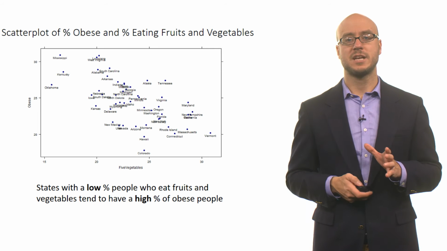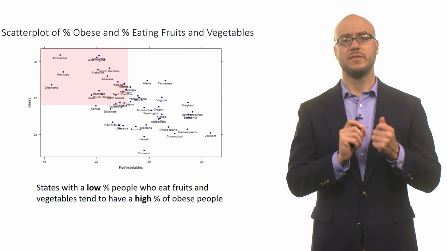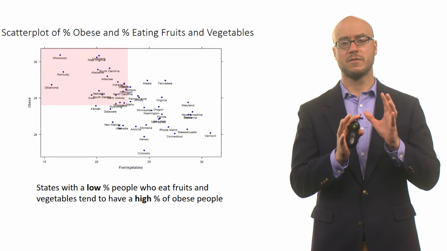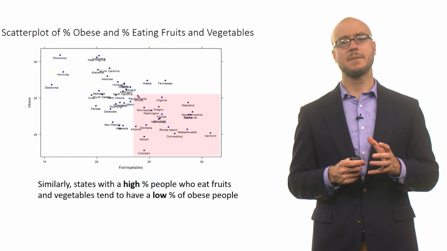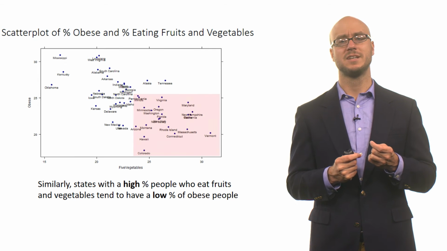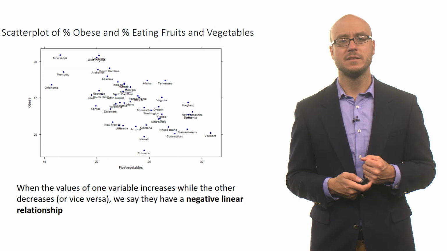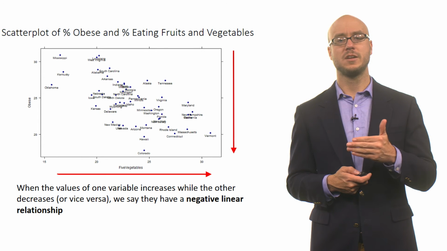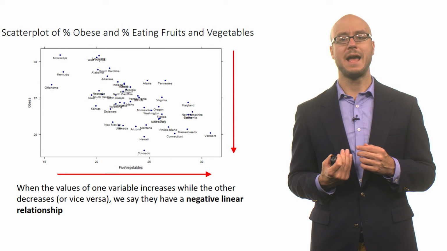If we look at the actual scatter plot, you can see, well, states with a low percentage of people who eat fruits and vegetables, they also tend to have a high percentage of obese people. Okay, that's that sort of red quadrant, generally speaking. We can also see that states with a high percentage of people who eat fruits and vegetables tend to have a low percentage of obese people. So we can generalize and say, as the percent who eat fruits and vegetables increases, the percent obese goes down.